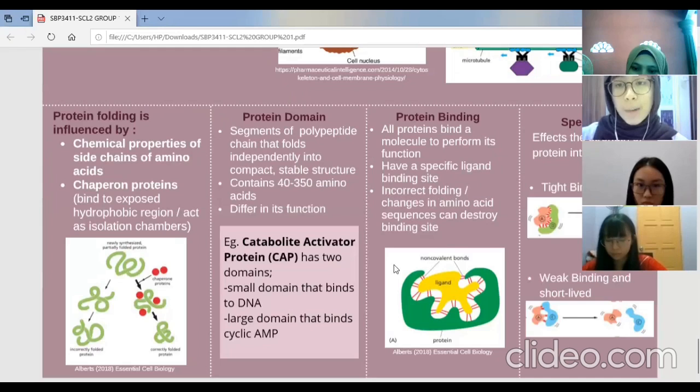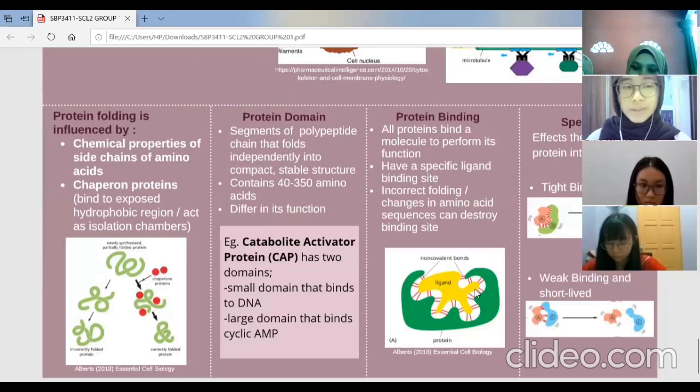Other than that, the binding of protein to other molecules shows great specificity, where they can bind to just a few or more molecules. This specificity can affect the strength of the interaction. So tight binding occurs when the ligand has a matching surface with the protein. Therefore, it will form many non-covalent bonds which are strong. So the binding of these two will last a long period of time.